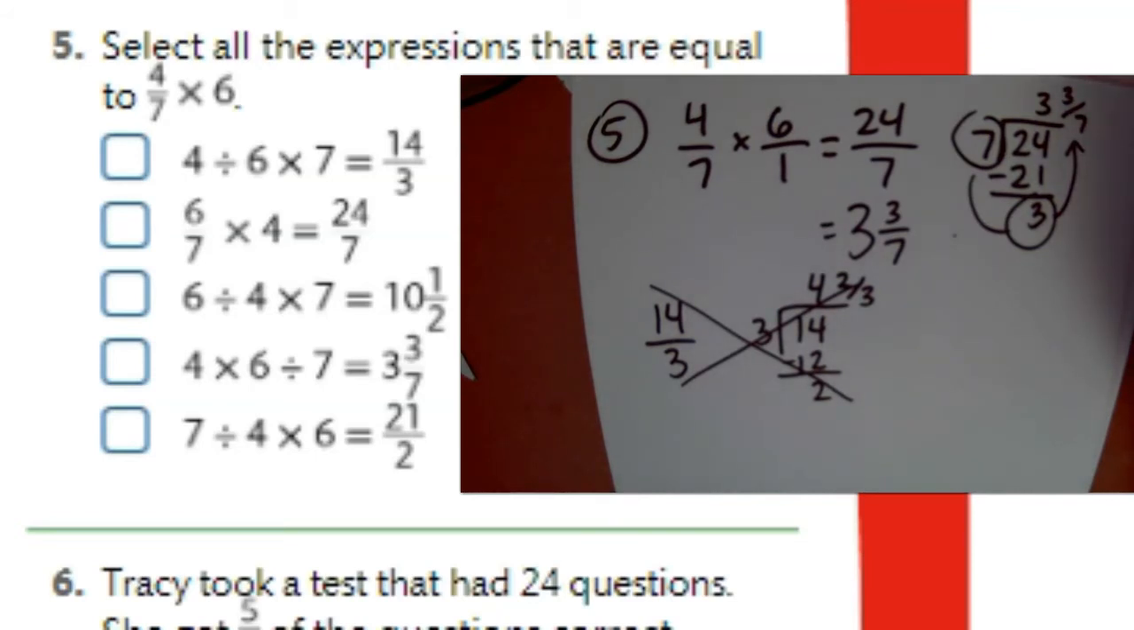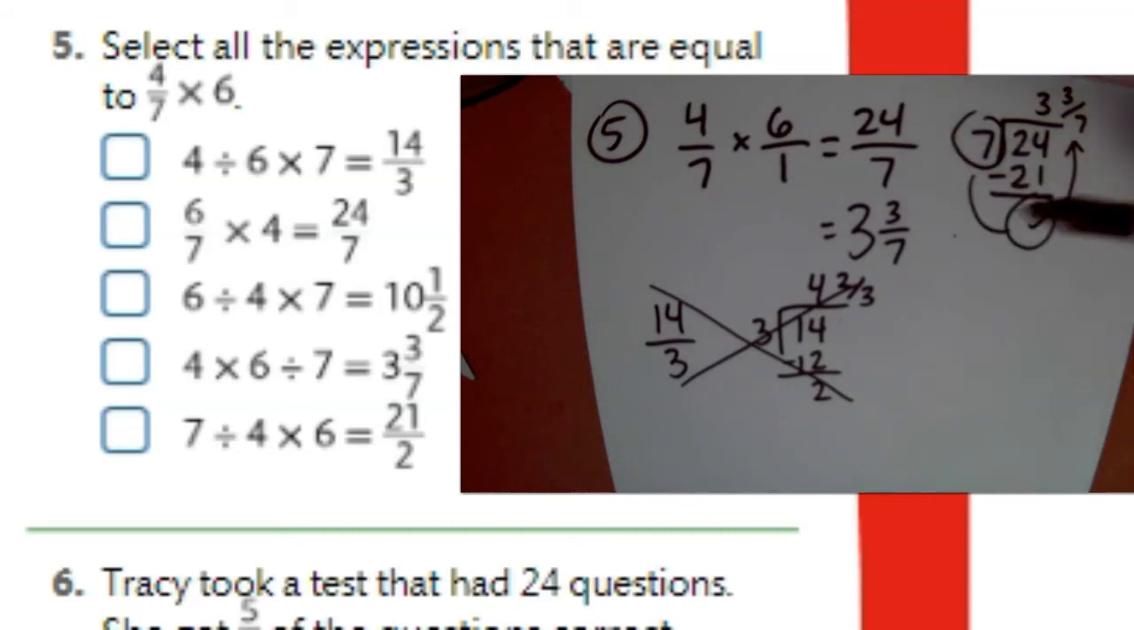For the next one, we have 6 divided by 4 times 7. They got 10.5. 10.5 is not close to our answer, so we'd say no. The next one, this is the 4th one now. 4 times 6 divided by 7. They got 3 and 3/7. Hey, that number sounds familiar. That would be a big fat yes for me.